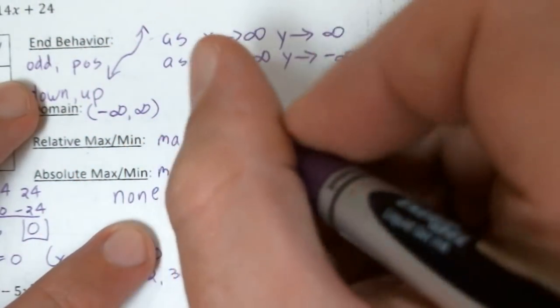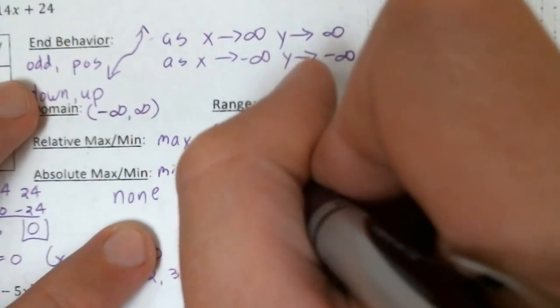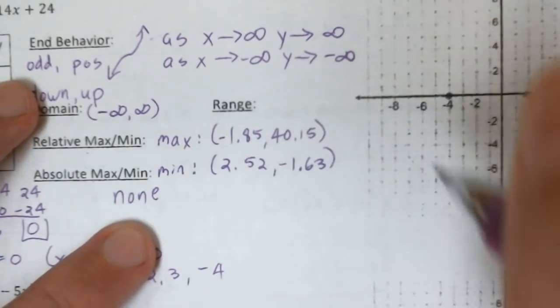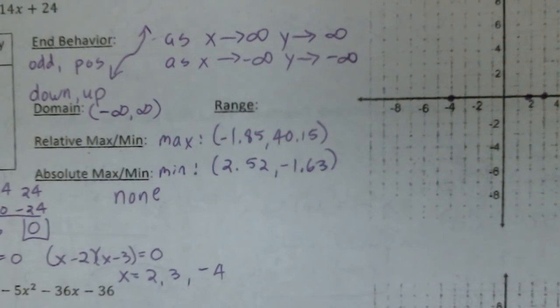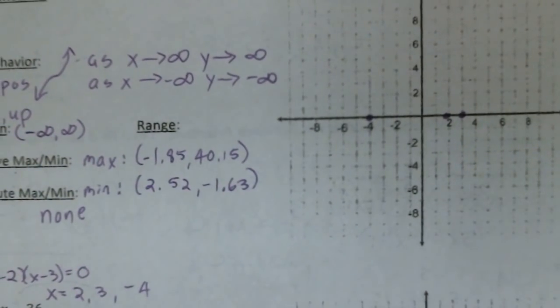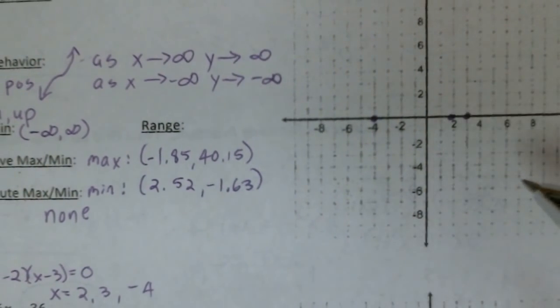Minimum 2.5. I'll round it to the hundredths place, even though I can't really graph that with the naked eye. Okay, so now that we have these relative maxes and mins, now I can do better than what we did in class, where I can sketch a more accurate graph.